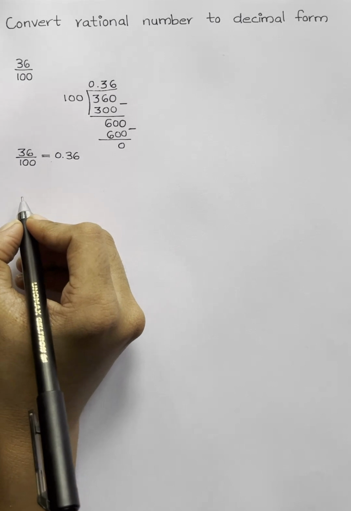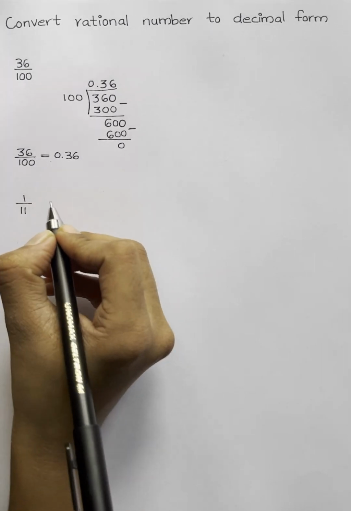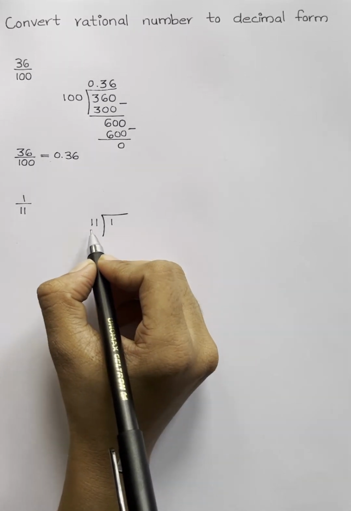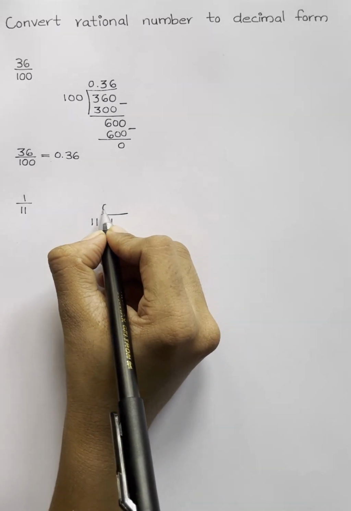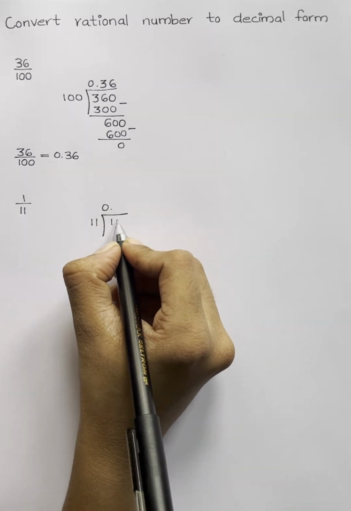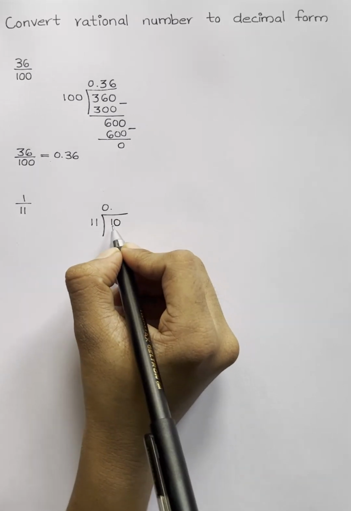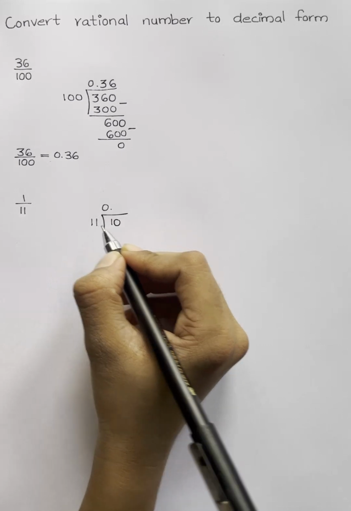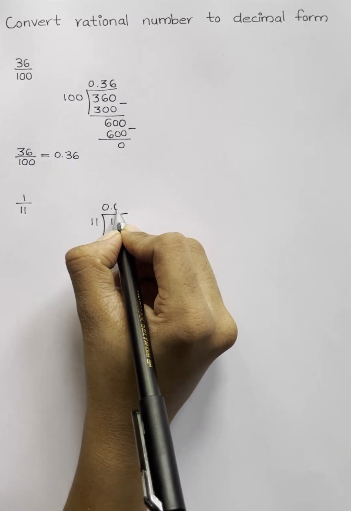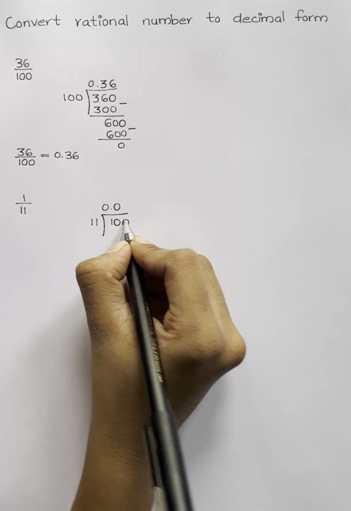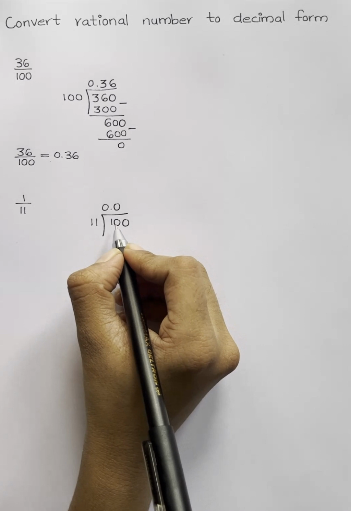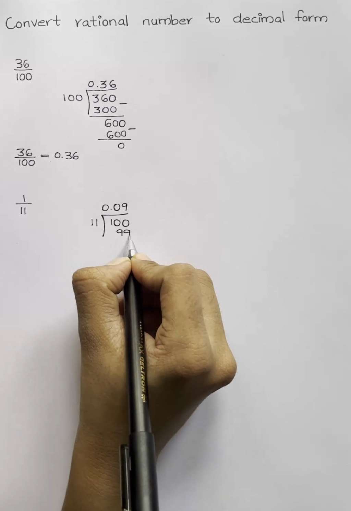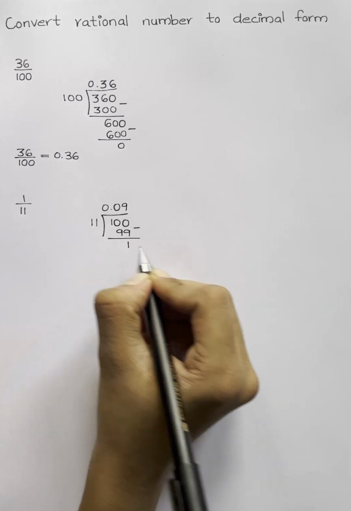Now, the second example is 1 by 11. Here, 1 is the dividend and 11 is the divisor. 1 can't be divided by 11. So, put a decimal point in the quotient and add 0 in the dividend. Again, we can't divide 10 by 11. So, we add again a 0 to the quotient and add 0 in the dividend. Then 100 divided by 11 is 9. 9 into 11 is 99. 100 minus 99 is 1.